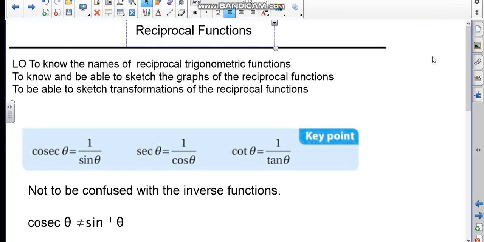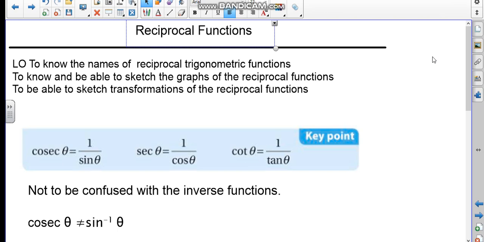We're going to look at 3 more trigonometric functions, and these are called our reciprocal functions. If you remember, reciprocal means 1 over, or whatever you'd multiply by to get to 1. Our learning objectives: we're going to learn the names of the reciprocal functions and what they're equal to. We're going to look at how to sketch the graphs of reciprocal functions, and we're also going to sketch transformations of the reciprocal functions.